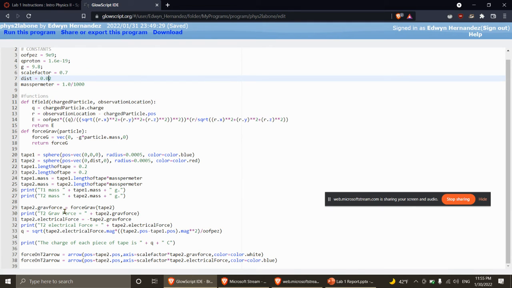Then over here we have the force of gravity upon tape 2, which is this equation, which uses this function. And tape 2's electrical force is the opposite of the gravitational force, which we could have used the E field to find. And then we use all these numbers and their magnitudes to find the Q constant, the electrical constant. And here are the arrows to show which directions we move.